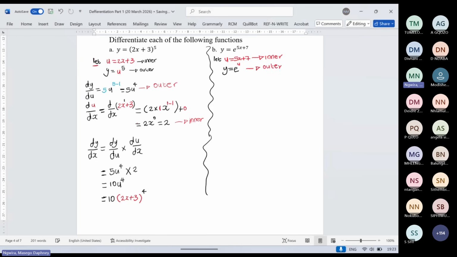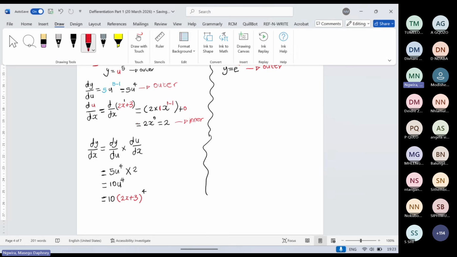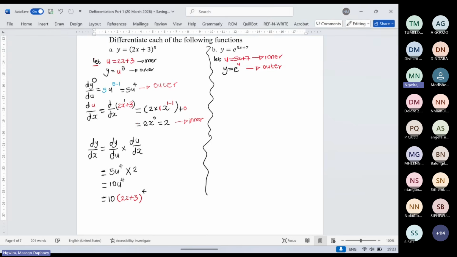Now we are going to derive, using what? The power rule. So we're going to derive. You must get used to deriving. This is the derivative, so this will be a dy.